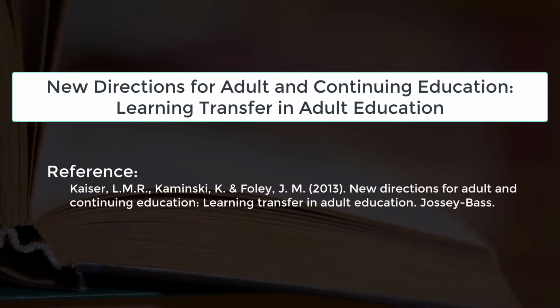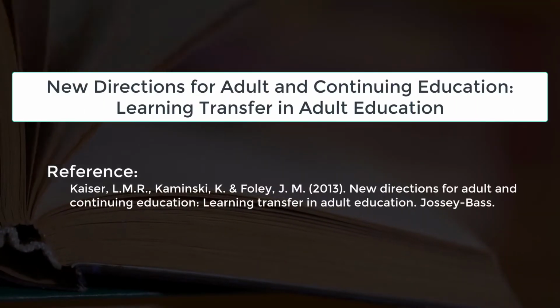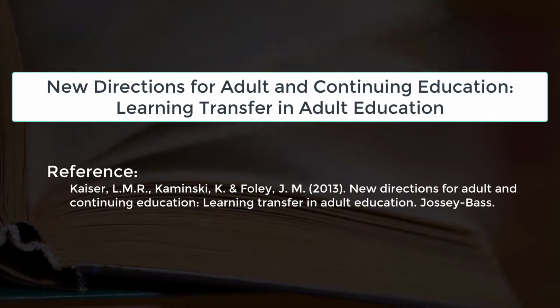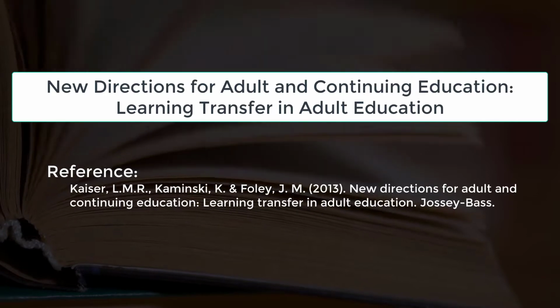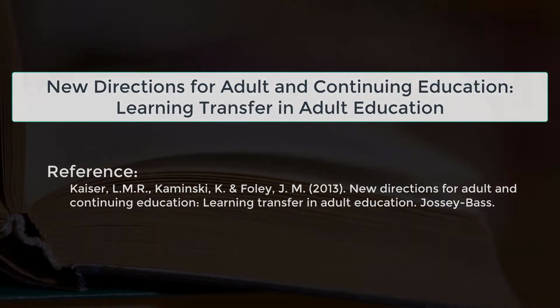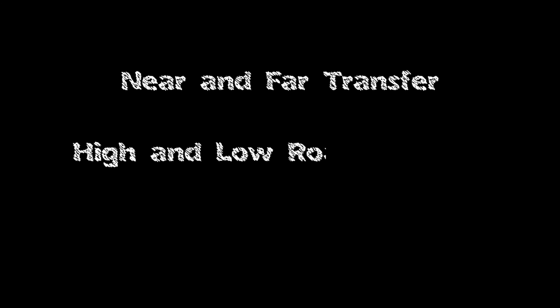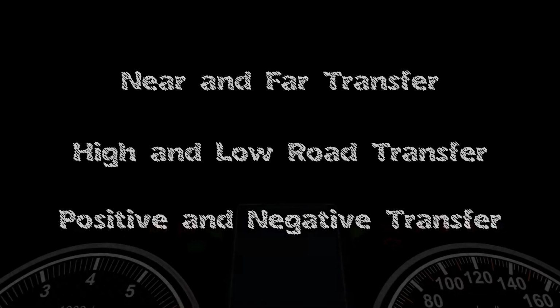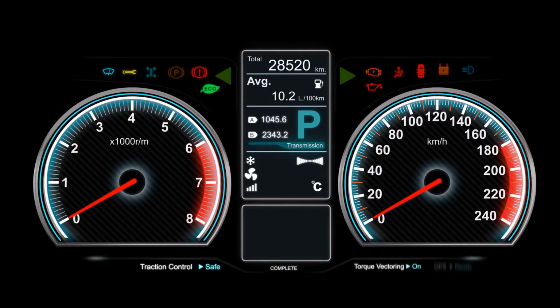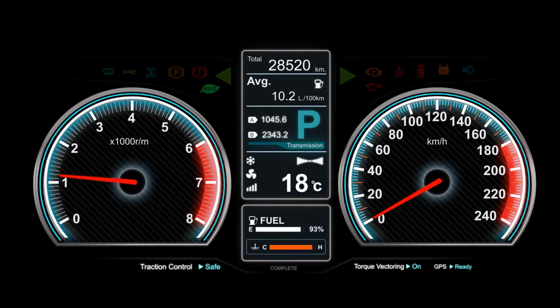We will briefly cover the following concepts and examples from the book New Directions for Adult and Continuing Education, Learning Transfer, and Adult Education. These concepts include near and far transfer, high and low road transfer, and positive and negative transfer. We will use the book's example of driving, but in a little different context for these different concepts.